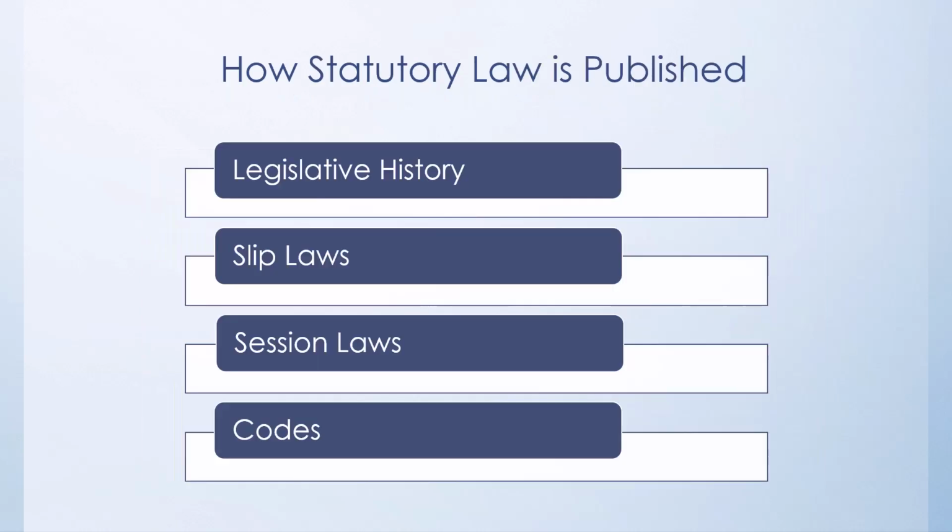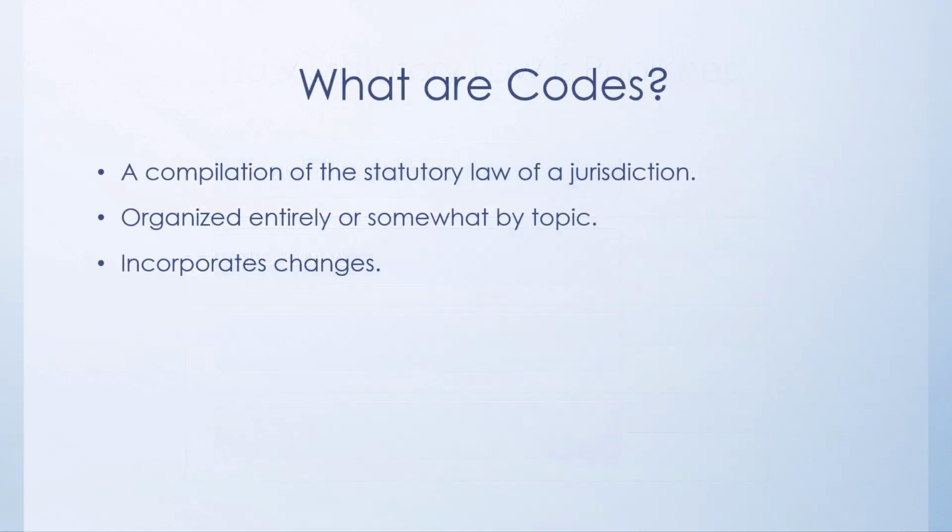Here you can see the four-step process in the publication of new statutory law. First is the mystical legislative history process. At the end of this process, after a bill has passed both chambers and been signed by the president or governor, it is published as a slip law. At the end of a legislative session, all the slip laws are gathered up and published as a set of books that is referred to as session laws. Then finally, these laws are published in codes.